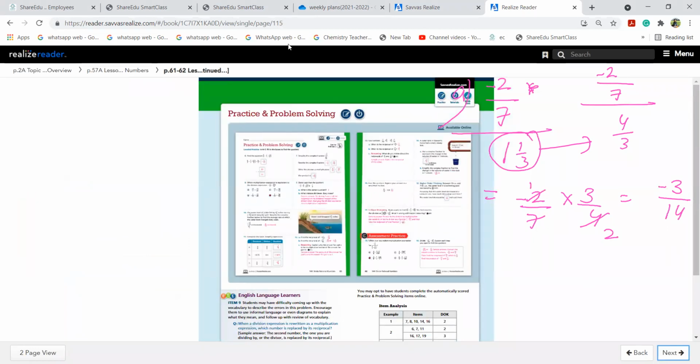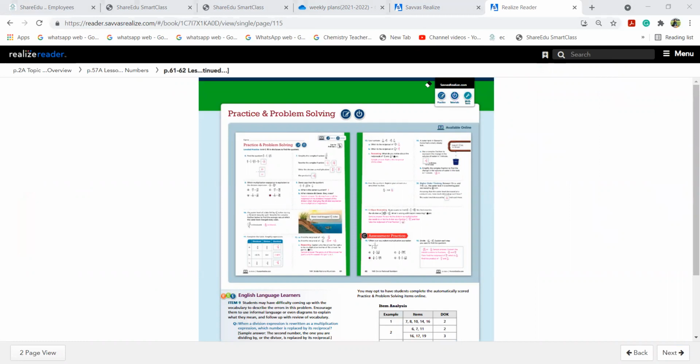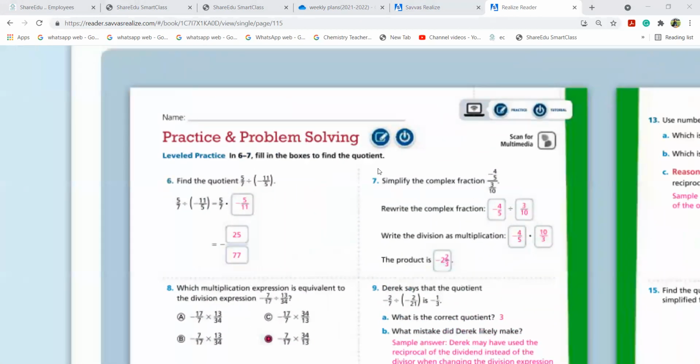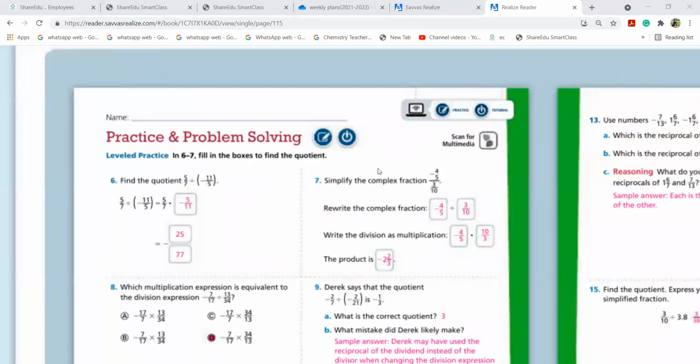Everything is solved here. You just see whether you can get it or not. 5 over 7, the division becomes multiplication. They put a dot and they flip 5 over 11. 11 over 5 becomes -5 over 11. I multiply the numerator, I get 25. In the denominator, I get 77. Any questions?